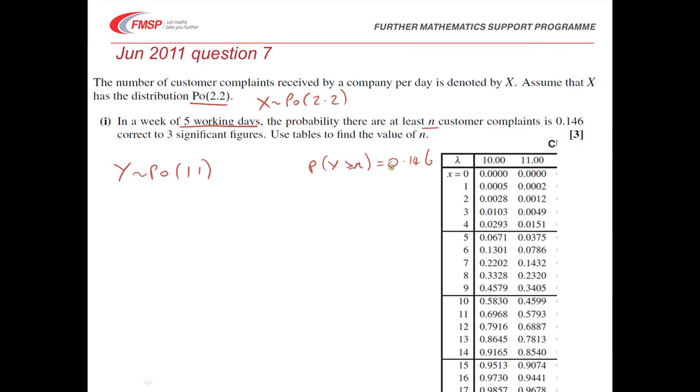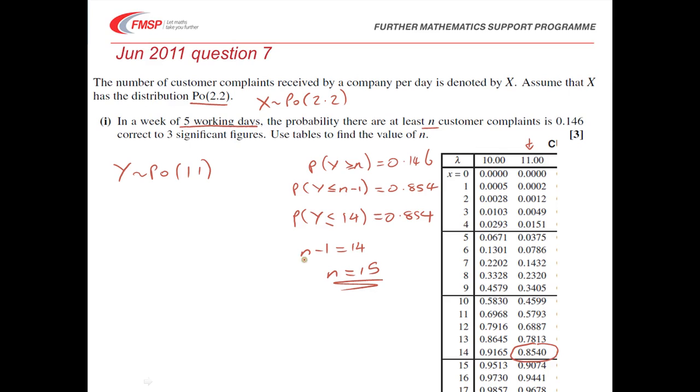Okay, so what we need to think about doing is turning this round. So the probability that y is less than or equal to n minus 1, don't forget this is discrete, is equal to 0.854. Okay, and if you look at that, that wonderfully lives here. So the probability that y is less than or equal to 14 is equal to 0.854. So as a consequence, n minus 1 is 14, so n is equal to 15.